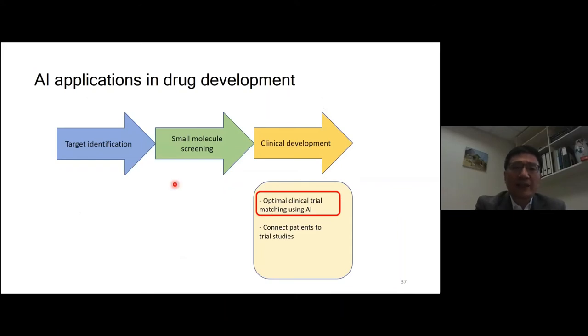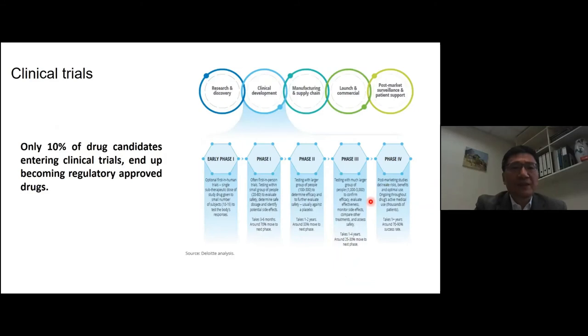And once we get these small molecules, of course, the chemists and biologists can further optimize them through different approaches to enhance the activity, and we can even optimize clinical trials using this AI. Because clinical trials, again, are very tedious. Only 10% of drug candidates entering clinical trials end up becoming regularly approved drugs.